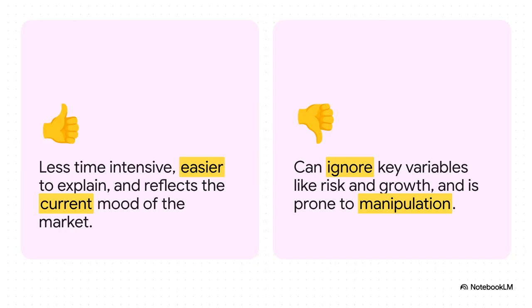Now this brings us to, let's call it, the central conflict with multiples. On one side, they are insanely popular. Why? Because they're fast, they're easy to explain, and they perfectly capture the current mood of the market. But on the other side, that's also their biggest flaw. They can totally ignore huge details like risk and growth. And if the entire market is in a bubble, well, your valuation is going to be bubbly too. It's a real double-edged sword.